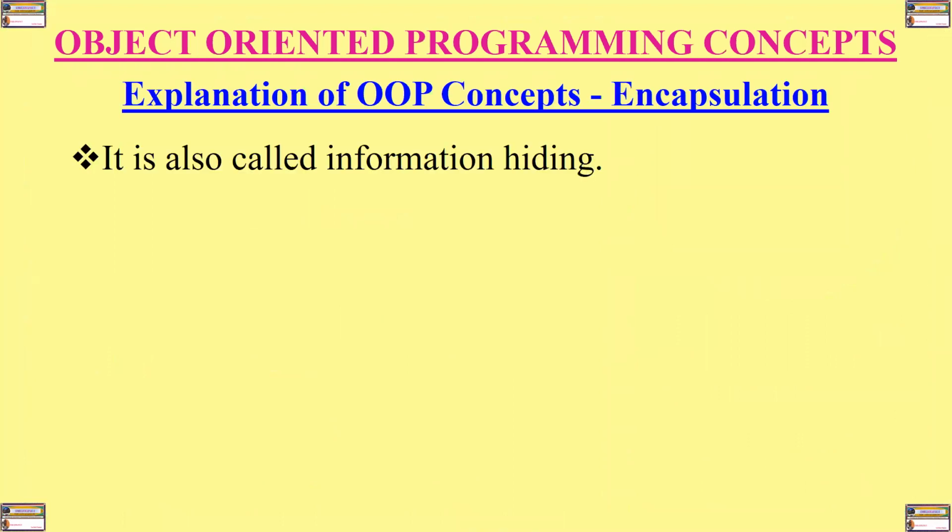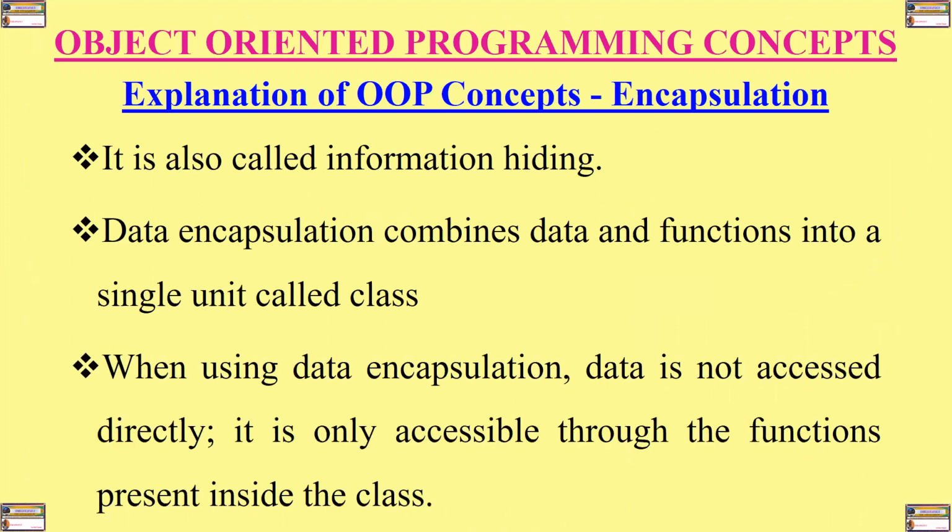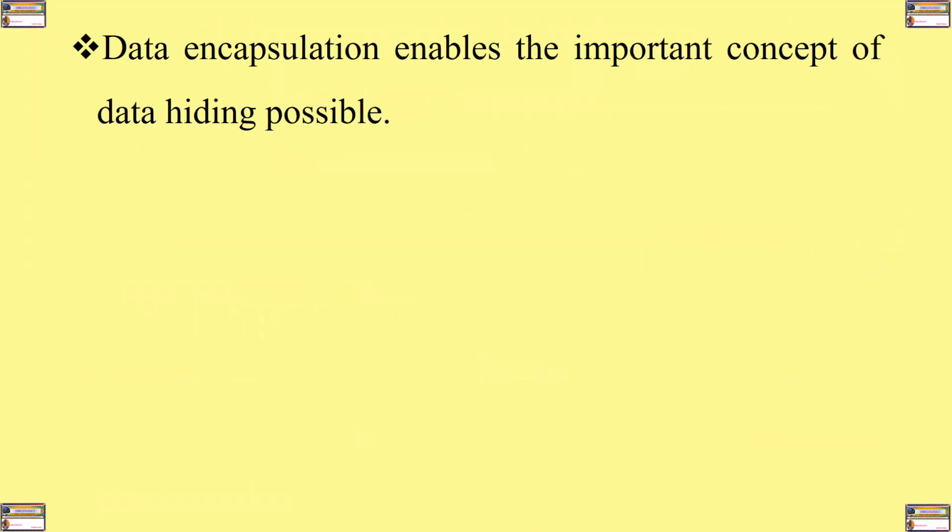What is encapsulation? Now, encapsulation is also called information hiding. Data encapsulation combines data and functions into a single unit called class. When using data encapsulation, data is not accessed directly. It is only accessible through the functions present inside the class. Data encapsulation enables the important concept of data hiding to be made possible.